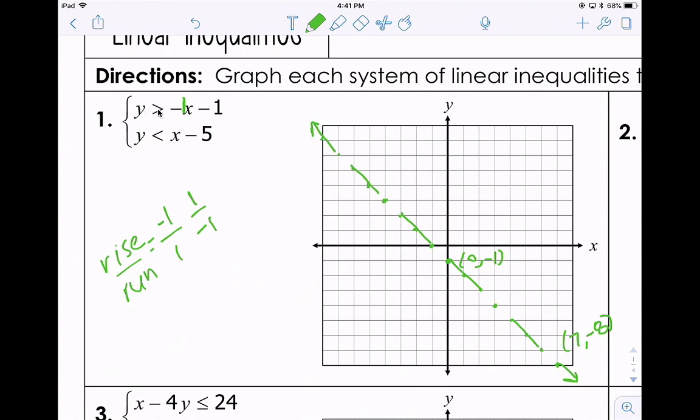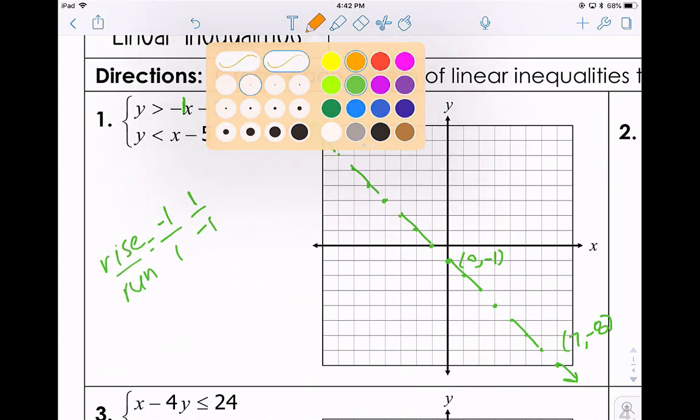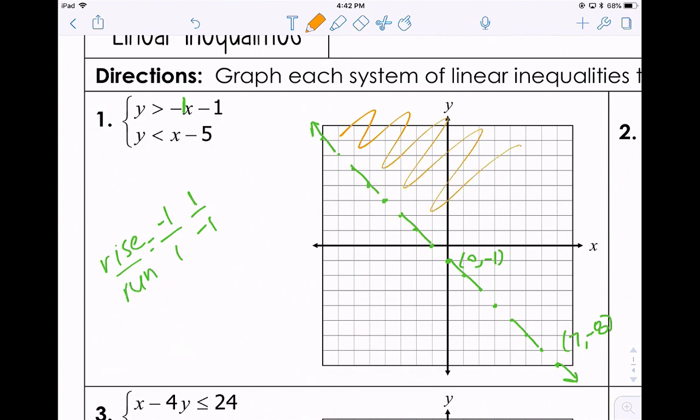This says y is greater than, so greater than, we shade above. So that is all of this area. I'm going to change my color here. I'm shading all of this area, which would be the solution to that inequality. So now we're going to graph the second one.